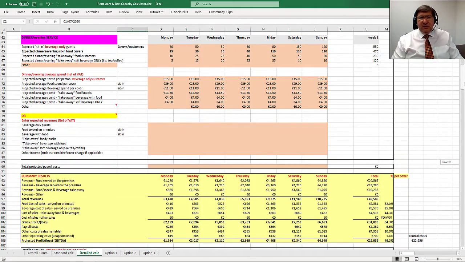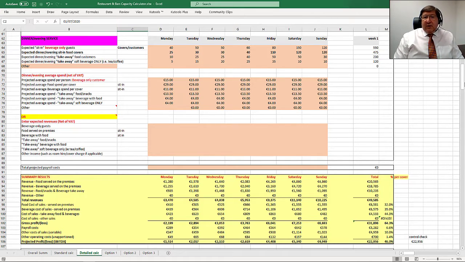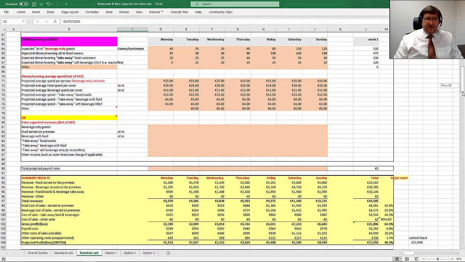Alternatively, you can enter a single payroll cost for each day, but remember to include PRSI and an 8% allowance for holiday pay when doing so. However, if you choose this option, the outputs will be less accurate than entering staff hours and rates of pay for breakfast, lunch, and dinner periods of service.